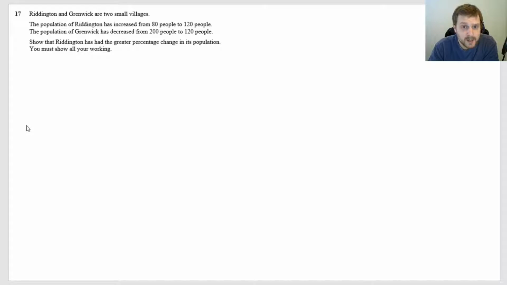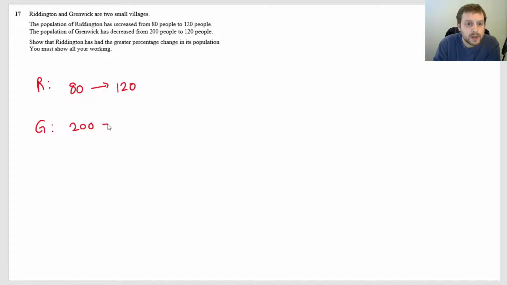Right, Riddington and Greenock are two small villages. The population of Riddington has increased from 80 people to 120 people. So let's write that down. For Riddington, we're going to have 80 going up to 120. And for Greenock, we've got 200 down to 120. And we're wanting to calculate the percentage change.